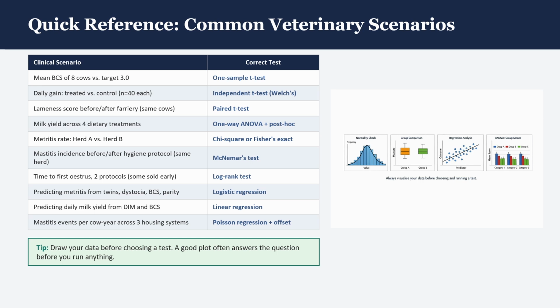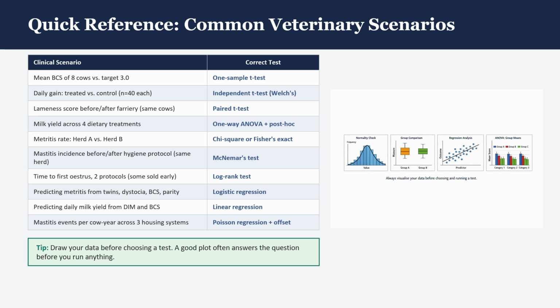Predicting metritis from multiple predictors, binary outcome, multiple predictors. That lands in logistic regression, not chi-square. The moment you want to estimate the independent effect of each predictor while holding the others constant, you need a multivariable model. In mastitis events per cow year across 3 housing systems, the outcome is a rate, not a binary event, and not a normally distributed continuous measurement. Poisson regression with an offset for unequal observation periods, covered in Talk E.